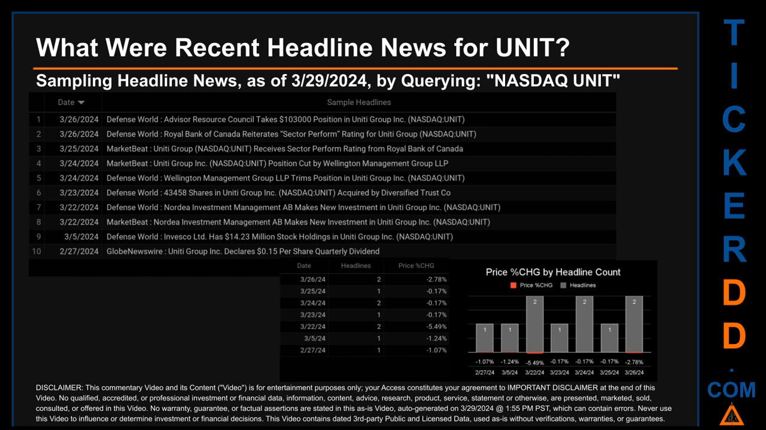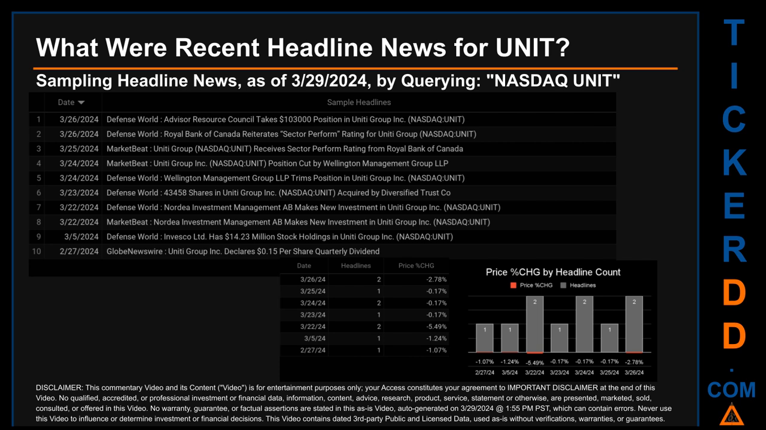On Sunday, March 24, 2024. First, MarketBeat published the headline that read, Unity Group position cut by Wellington Management Group LLP. Second, Defense World published the headline that read, Wellington Management Group LLP trims position in Unity Group.